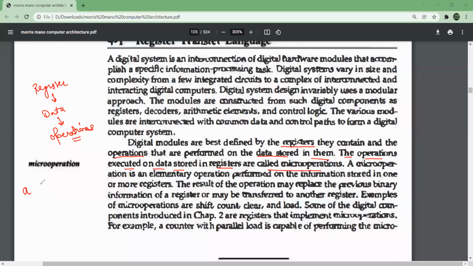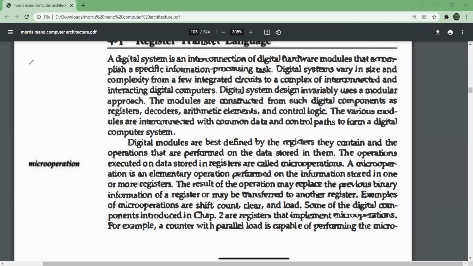So let us suppose if I say A is equals to B plus C, I have already informed you what is B and C. B and C are data variables that are stored in memory. And if I say add B comma C, अगर मैं B and C को ऐड कर रहा हूं तो डेफिनेटली the addition operation will be performed on B and C. But is it a micro operation? The answer is no, it is not a micro operation because B and C are residing in the memory and not in the registers.